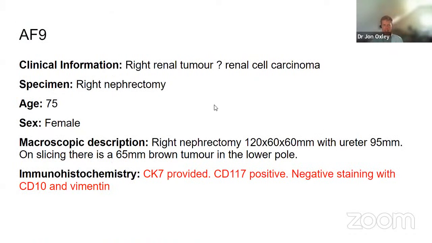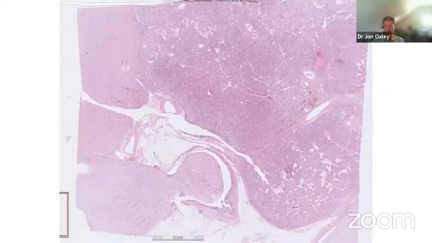We did so well on AF7, so we've skipped that one. To AF9, it's a renal tumor. It's a right nephrectomy. We are provided the CK7. The CD117 was noted to be positive, with negative staining for CD10 and vimentin. The macroscopic on slicing shows a 65mm brown tumor in the lower pole. You didn't really need to look at the immunohistochemistry or the slides to make the diagnosis, or did you? This is the tumor here. No central scar or anything to really help you.